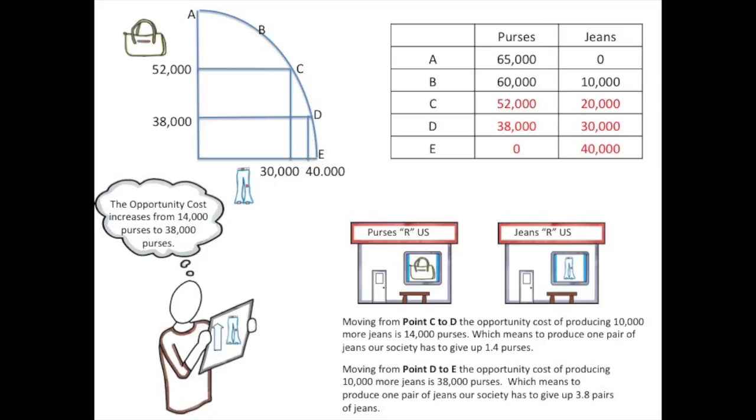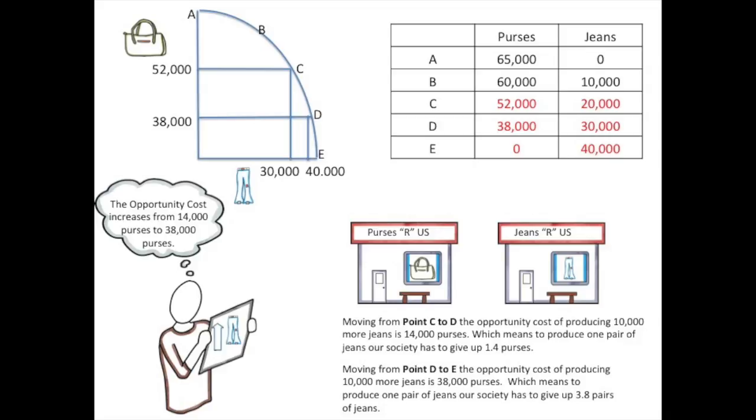The principle of increasing opportunity cost states that as the production of one good expands, the cost of the other good increases. In our example, when our society moves from point C to point D, the opportunity cost was 14,000, or 1.4 purses for every pair of jeans.